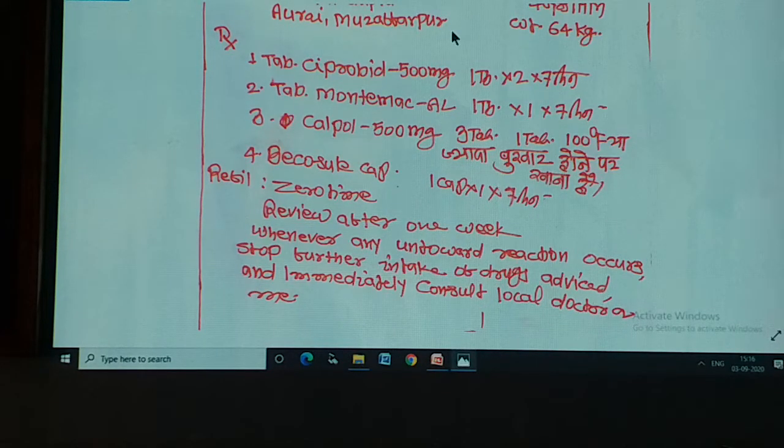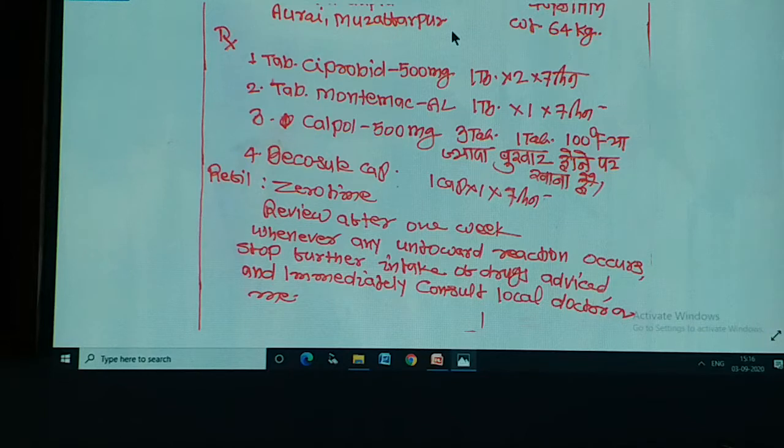Then comes Bucosul capsule, one capsule to be taken orally for 7 days. Here the fill time has been shown as 0 times. That is, once the prescription has been dispensed, whenever the patient reaches the chemist or pharmacist to repurchase the same drugs, he should never dispense the drugs because here the fill time is 0 times.